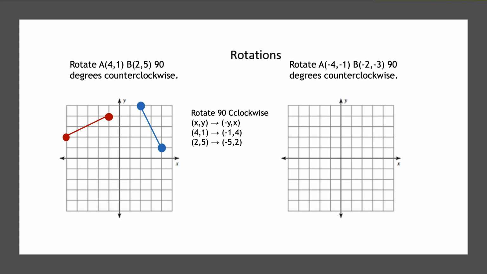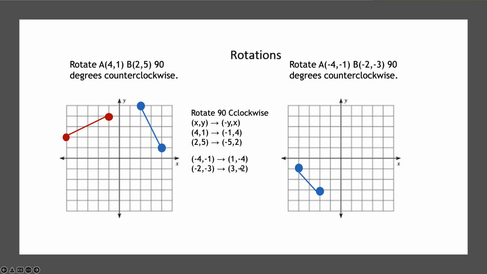Okay, so the first thing we do is we draw AB. Then we calculate the new coordinates. Remember, (x, y) becomes (-y, x). So the x, which is negative 4, goes to the end. And the y, which was negative 1, gets negated and goes in front, so it's positive 1. Negative 2, negative 3: the negative 2 goes to the end and stays there. The negative 3 gets negated and goes in the front, so that's (3, -2).